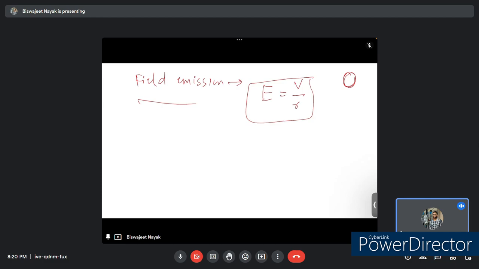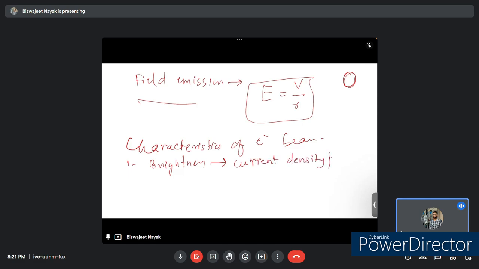And using this tip, we produce the electrons. So what are the different characteristics of electron beam that are being produced from these two types of sources? Characteristics of electron beam. One is brightness, which is nothing but current density per unit solid angle of the source.